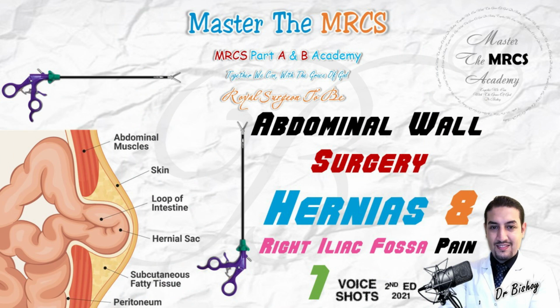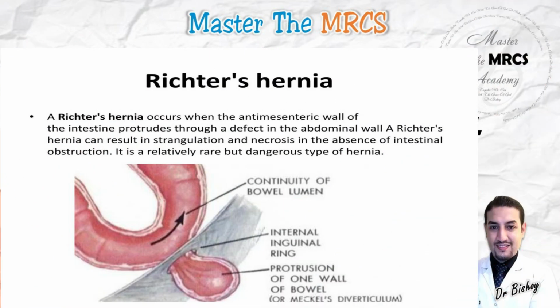What is Richter's hernia? Richter's hernia is one of the special types of hernias where a part of the wall of the small bowel, usually the anti-mesenteric border, which is the border that is against the mesentery. You know that the mesentery is the blood supply of the bowel. So the anti-mesenteric border, the other border not facing the mesentery, is always involved in the Richter's hernia and is strangulated within the defect of the hernia.